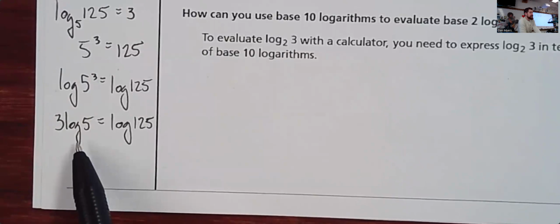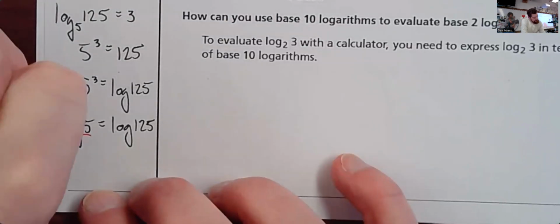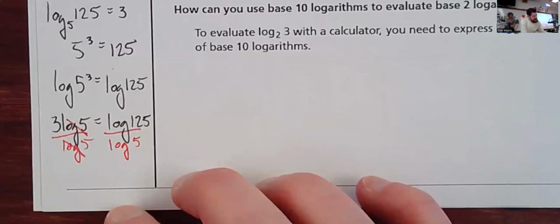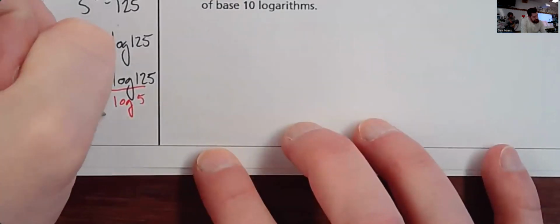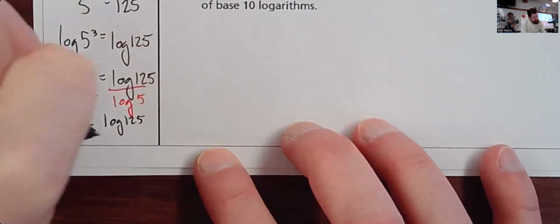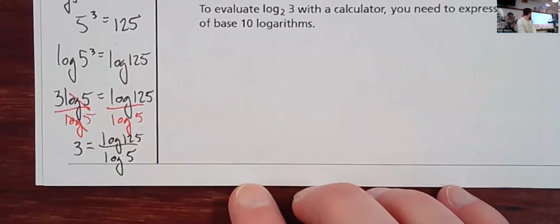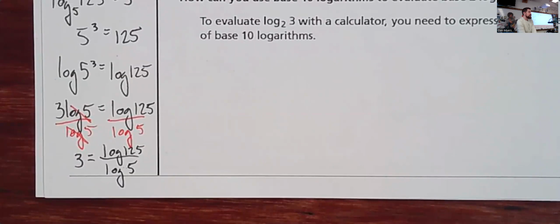How would I get 3 by itself here? Divide by what? By log 5, right? Yeah. So if we divide both sides by log 5 here, that means that 3 is not only equal to log base 5 of 125, it should be equal to log base 10 of 125 divided by log base 10 of 5. Those two things should be equivalent, according to the math that we just did.